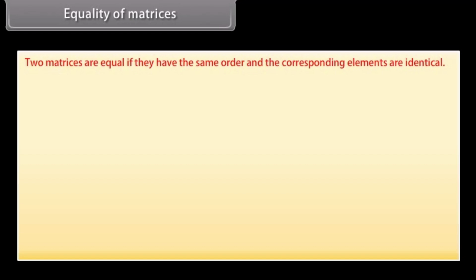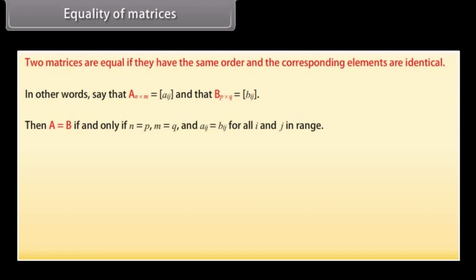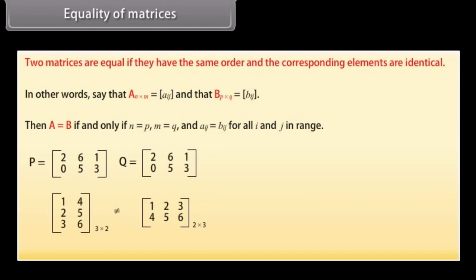Equality of matrices. Two matrices are equal if they have the same order and the corresponding elements are identical. In other words, say that A, n by m, is equal to A_ij and that B, p by q, is equal to B_ij. Then A is equal to B if and only if n is equal to p, m is equal to q, and A_ij is equal to B_ij for all i and j in range. Matrices P and Q are equal. Here are two matrices which are not equal even though they have the same elements.